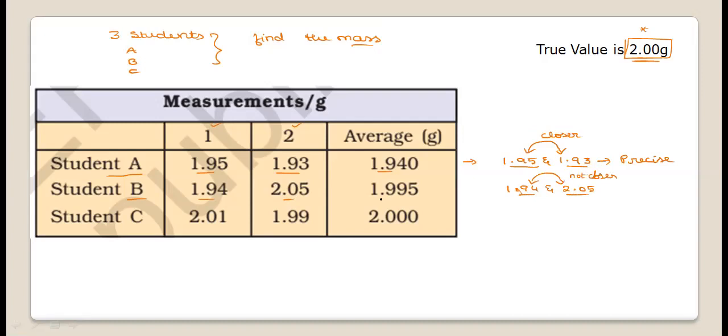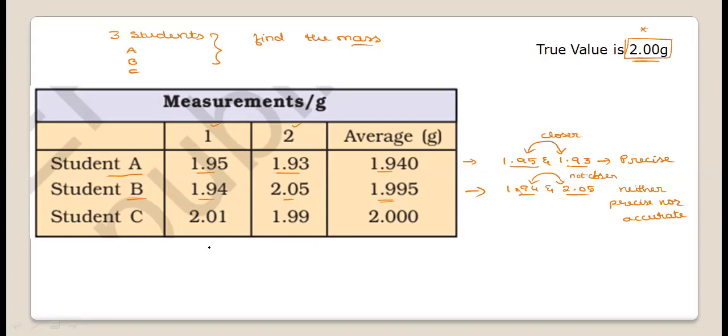So is the value in agreement with the true value? No. The value is not in agreement with the true value of 2 grams. Hence, we can consider student B data as neither precise nor accurate, because the values are not in agreement with the true value. Similarly, they are not closer to each other. And the student B data is neither accurate nor precise.